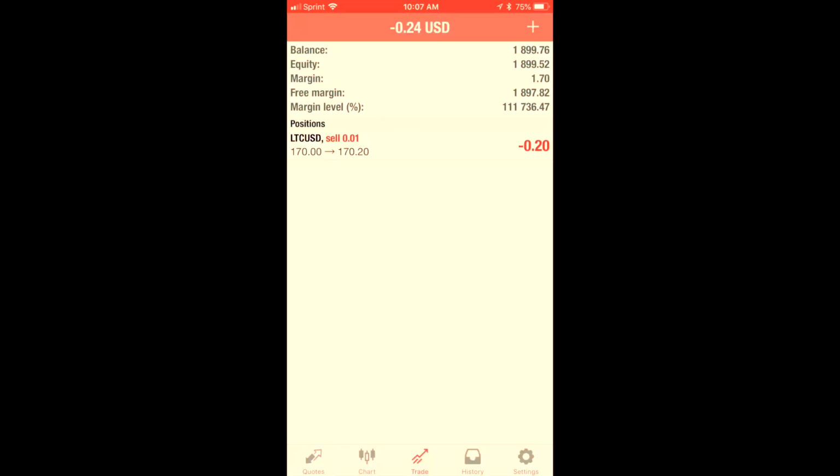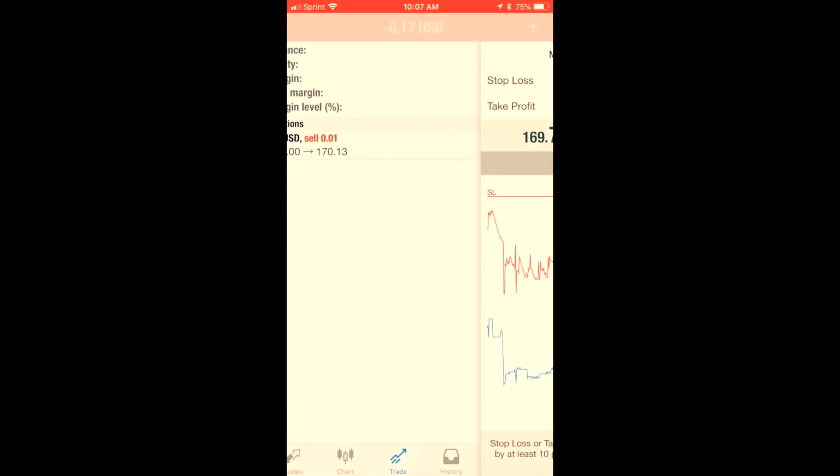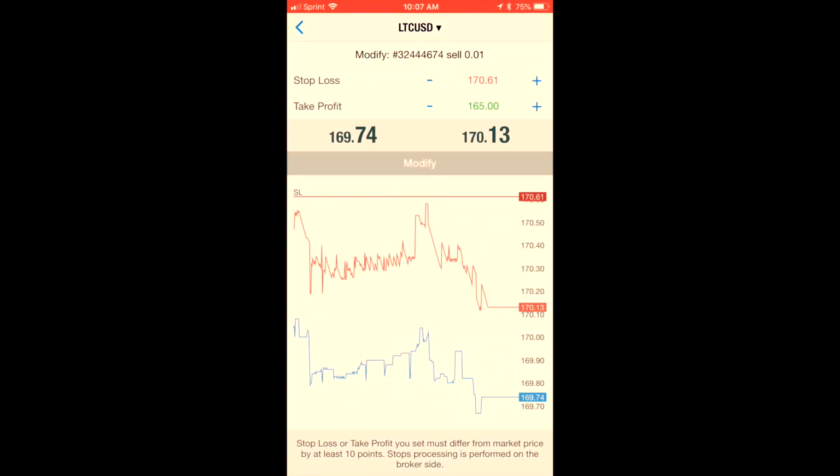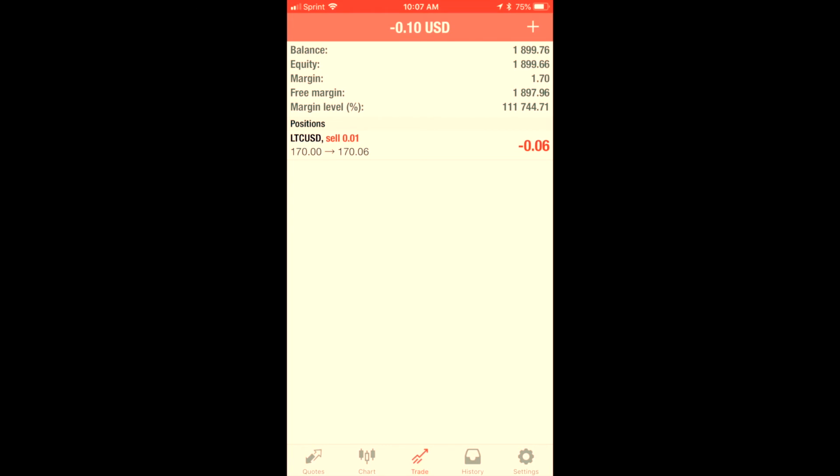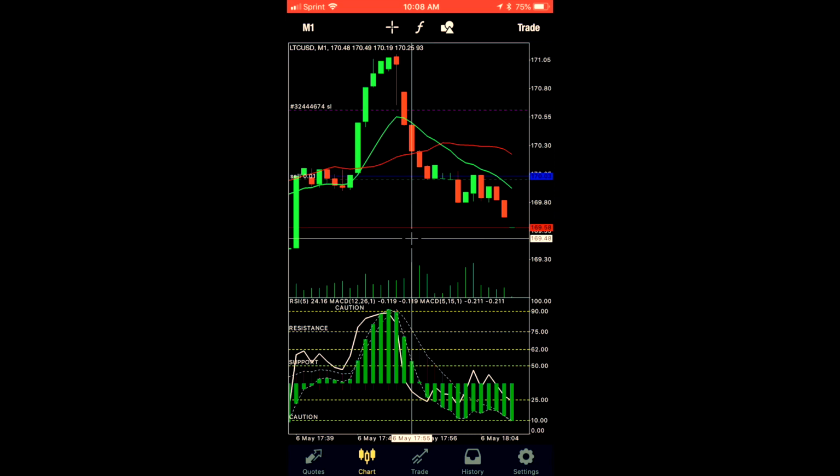Let's see when do I start making profit? Now, I got it set so that I have a take profit at 165.0. My stop loss is at 170.61. This is just so that I can get the pips that I was looking for and get out. So I just see how strong this is. And look how low, wow, look how low that started. Told you.